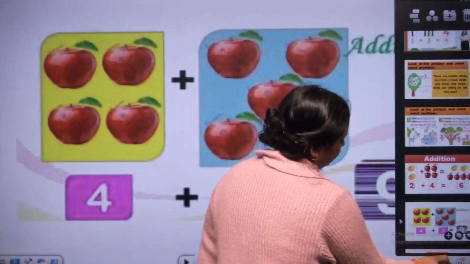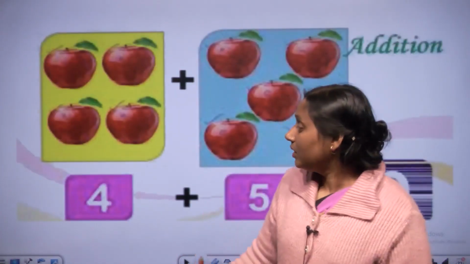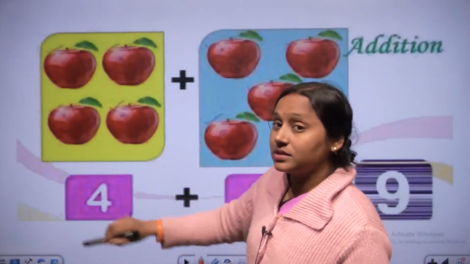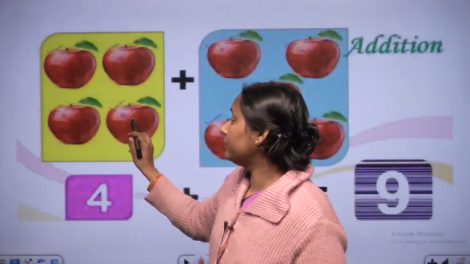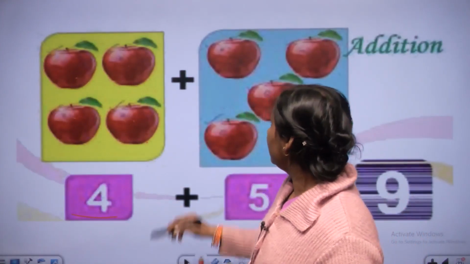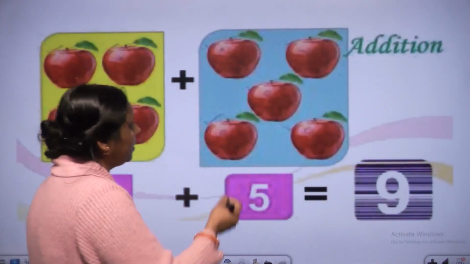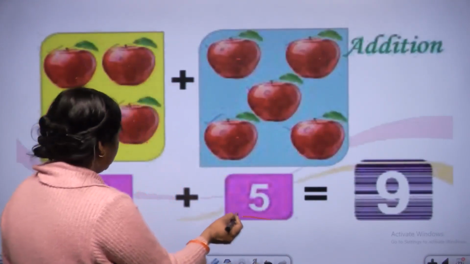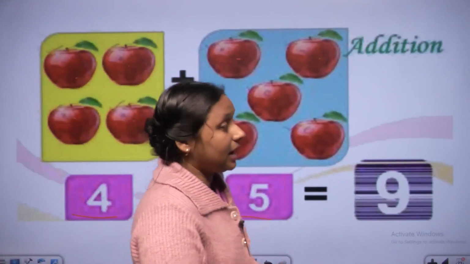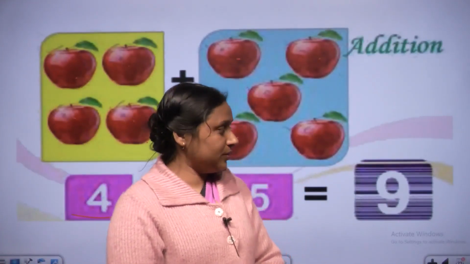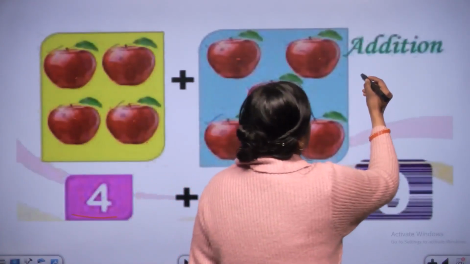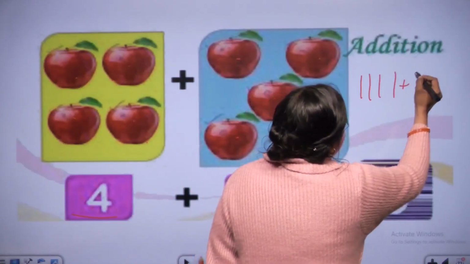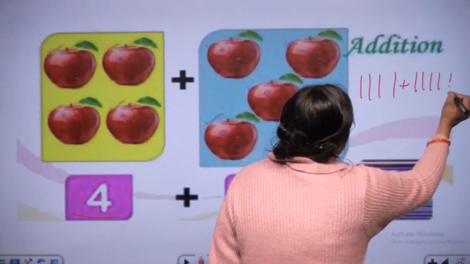Then next, how many apples in first box? 1, 2, 3, 4. Yes, 4. Then how many apples in another box? 1, 2, 3, 4, 5. Yes, 5. When we add together, what we get? Yes, count it. 1, 2, 3, 4, 5.